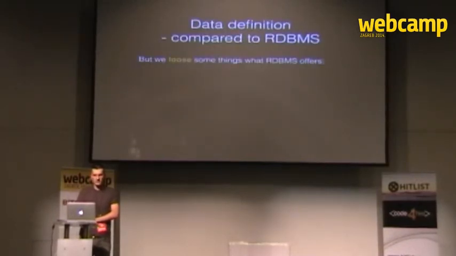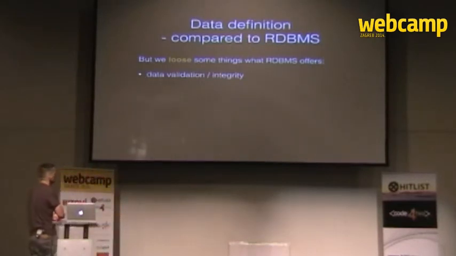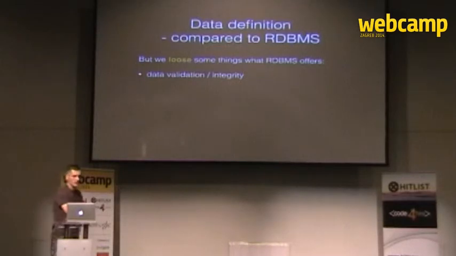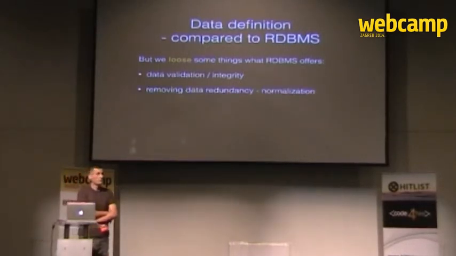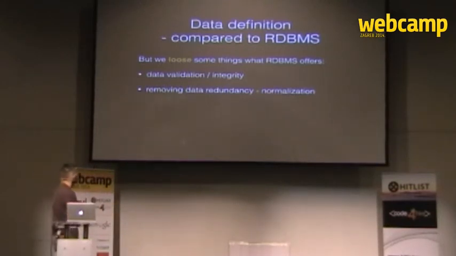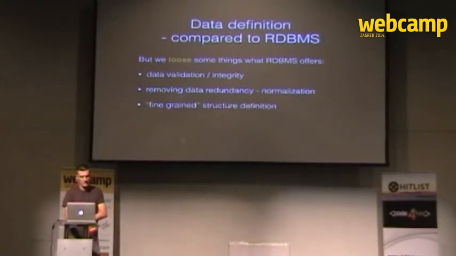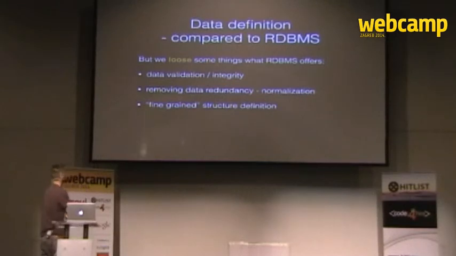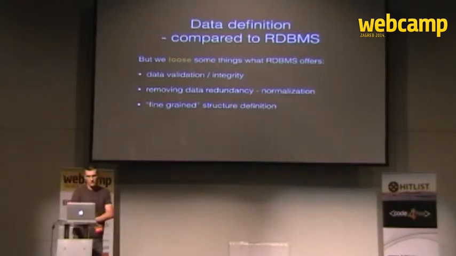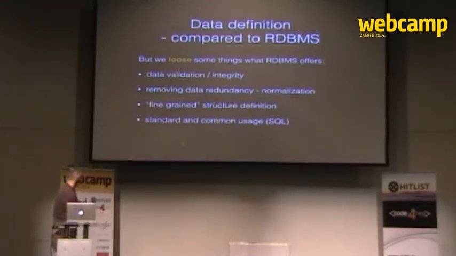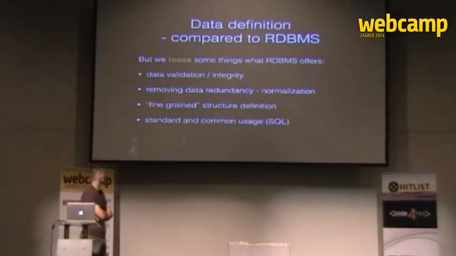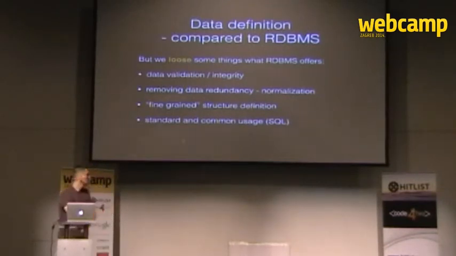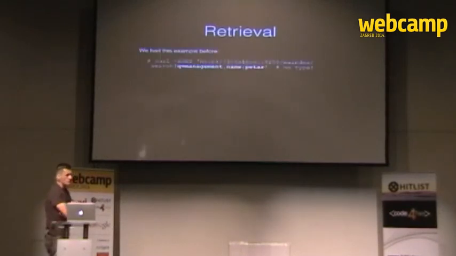When compared to relational databases, we lose some things. What very often happens when you deal with NoSQL systems: you lose data validation, you lose integrity checks. You remove normalization, you do denormalization, so you do redundancy. In my opinion, relational databases are much more fine-grained and structured than NoSQLs. And what is also important, SQL is a standard and common way to deal with databases, and relational databases are very popular and a lot of people are very familiar with them. So this is also something you need to think about when choosing such a solution.